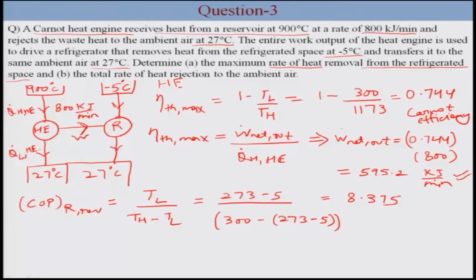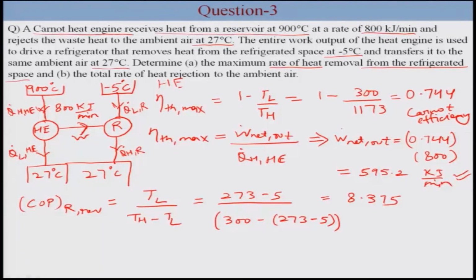Marking all the notations. Here the heat engine is taking heat from a source at 900 degrees Celsius, which is Q dot H of the heat engine. It is rejecting heat to the ambient air, which is Q dot L of the heat engine. For the refrigerator, it is taking heat at minus 5 degrees Celsius, so this is marked as Q dot L for the refrigerator, and it is rejecting heat to the ambient air, which is marked as Q dot H of the refrigerator.